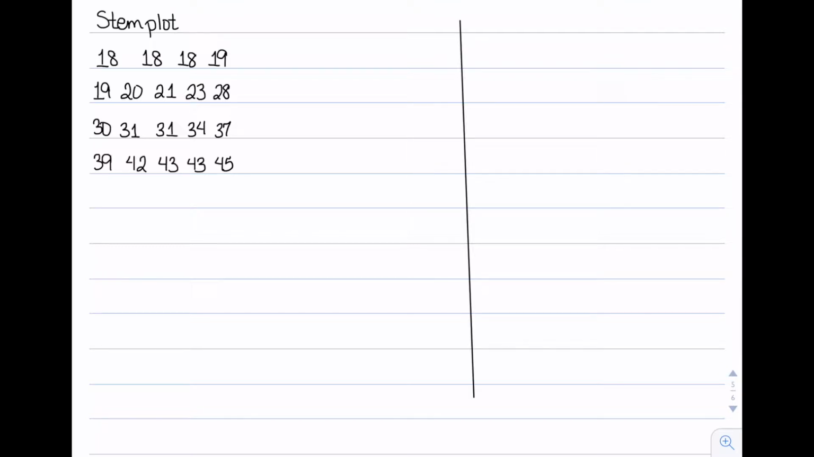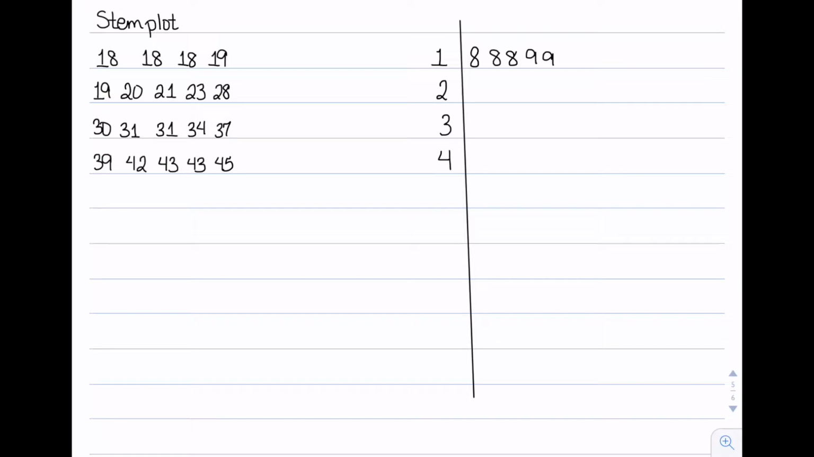So we draw a line, we put our stem on the left and our leaf on the right. So like I said, the stem is usually the first digits, and we'll notice the first digits here are all 1, 2, 3, or 4. For the leaves, we then write the second digit. So you'll notice we have 3 number 18s. So to the right of the 1, we're going to write 8 3 times. In addition, we have 2 19s, so we'll also write 2 9s. And that gets us everything that starts with a 1.